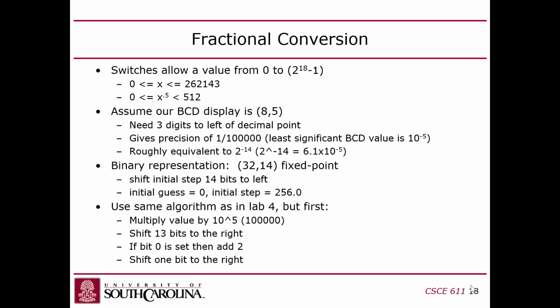Okay, well this will give me a precision of 1 over 10 to the 5th power, which is 100,000. So this will get me within 100,000th of the answer. That's the limitation of my hex displays, right? That's the most accurate I can get, the nearest 100,000th on my hex displays, because there's 5 fractional digits. It turns out that that is roughly equivalent to 2 to the negative 14th power, which is 1 over 16K. That's not right.